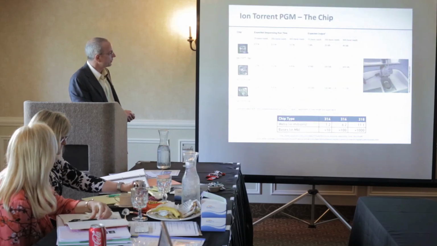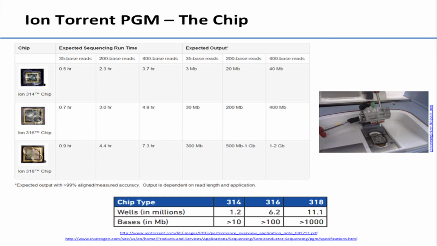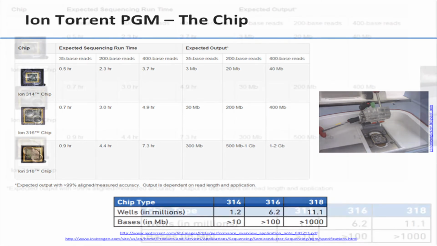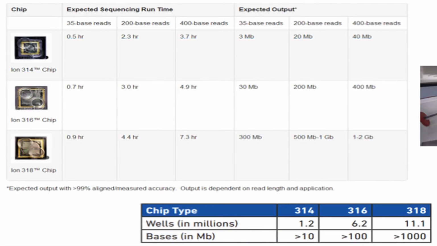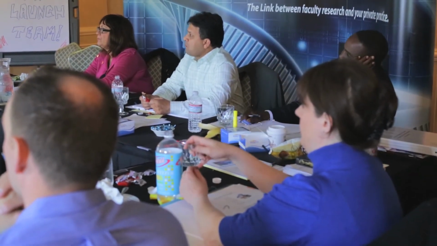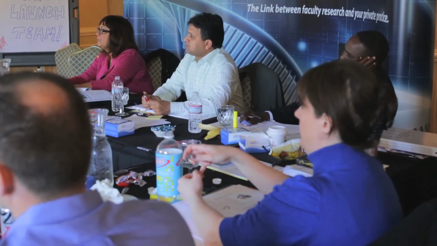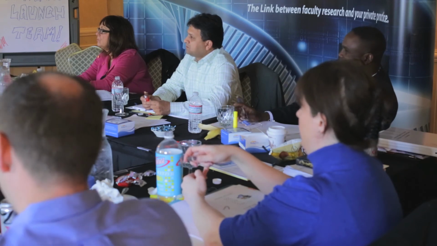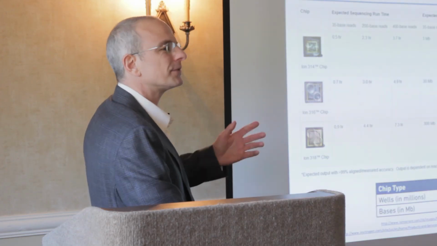So here's the chip breakdown. The number of base reads as you go out, and the output, the 314 that you have in your hands. So you can see that you've got 200 base reads in 2.3 hours, 400 base reads, 3.7 hours. If you want to push it out that far, it takes that long to get that type of output. Who would this information be relevant to? Who'd want to hear about this? Nobody. Okay. This is for you to know, just in case somebody says, tell me about that chip. I'm sure somebody will, because they'll say, tell me about that chip, I'm confused.